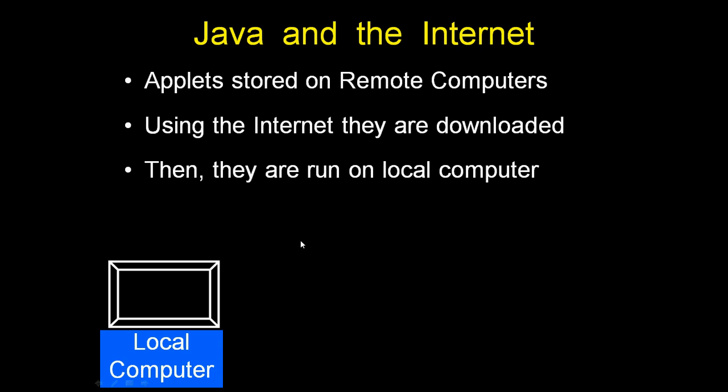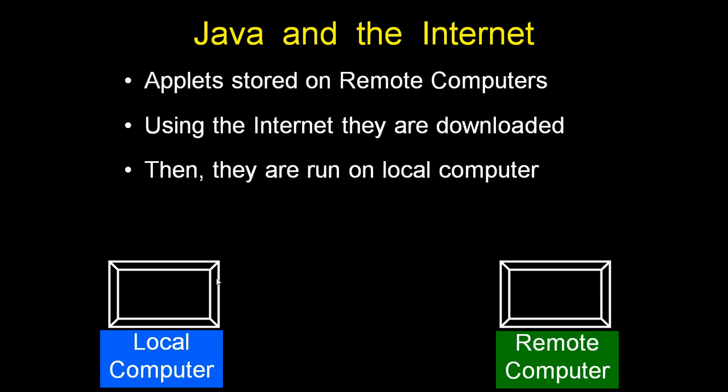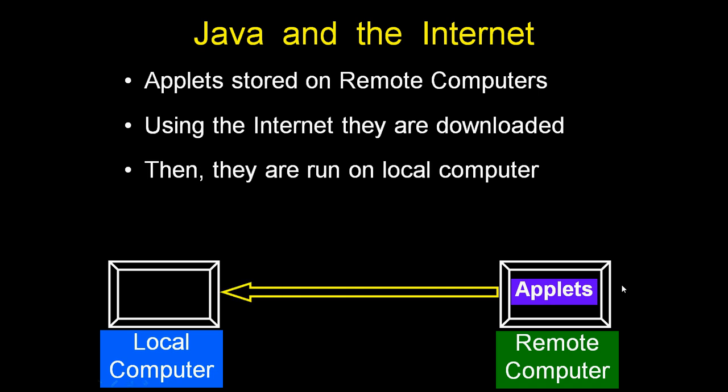So it is depicted graphically like this. There is a local computer, say call it a client, and there is a remote computer, say server, where applets are created and stored, and they are brought to the local computer, that is the client. For this, what is required? The internet. So using the internet, the applets are copied from the remote computer to the local computer.